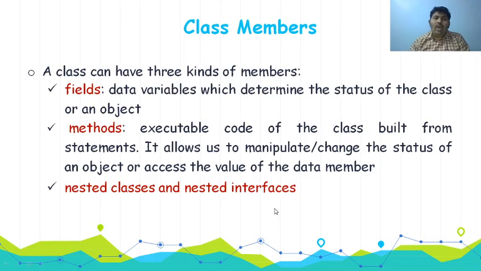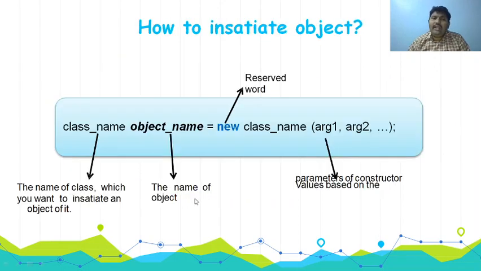What a class contains is popularly called the class members. A class should contain three things: fields, that is, variables; methods, which may be a constructor or a normal method; and nested classes or nested interfaces. We'll discuss nested classes later. What is meant by class members is whatever is inside a class. The three types of class members are fields, methods, and nested classes and interfaces.